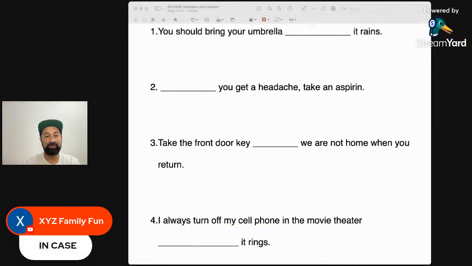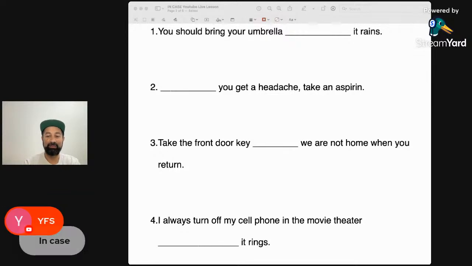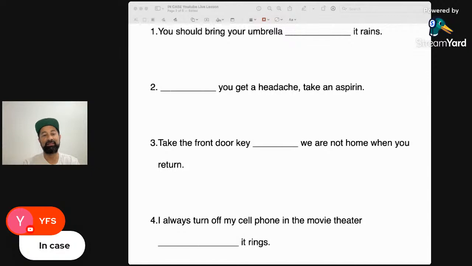All right, XYZ, in case. Perfect. That is the correct answer. YFS also quick to answer as well. In case. Yes. Take the front door key in case we are not home when you return. Maybe they'll be home. Maybe they will not be home. We don't know. It could be a problem. How do we prepare? We bring the front door keys. All right, excellent. Very good.